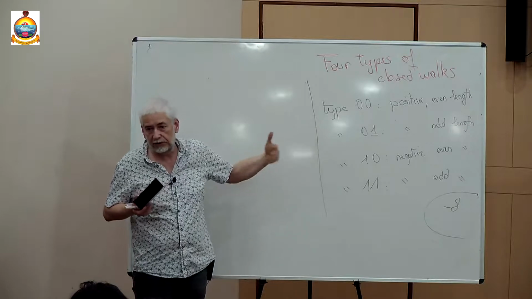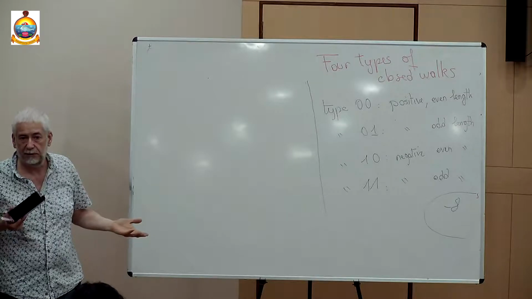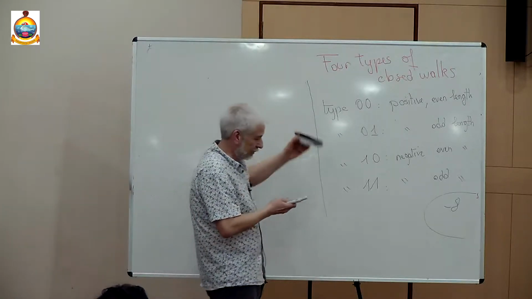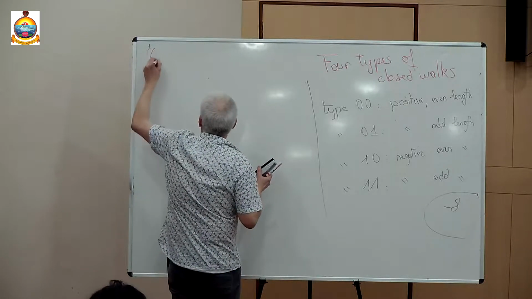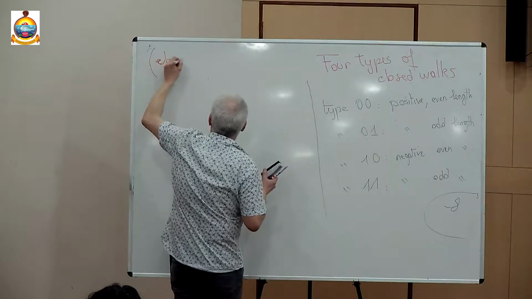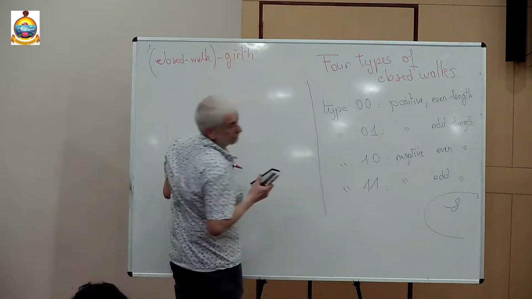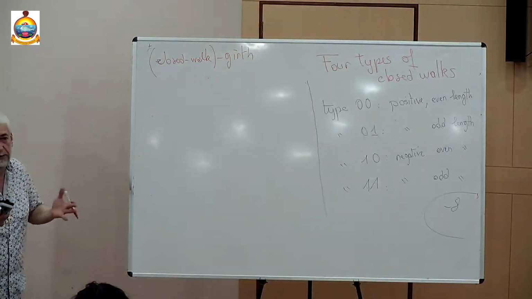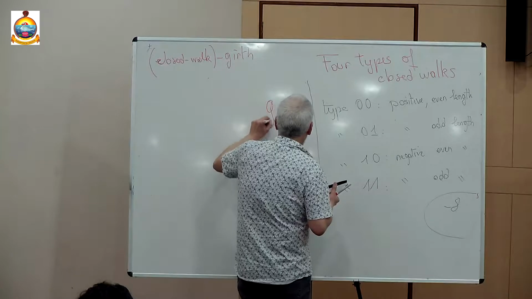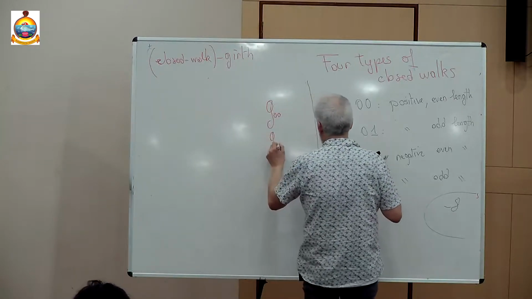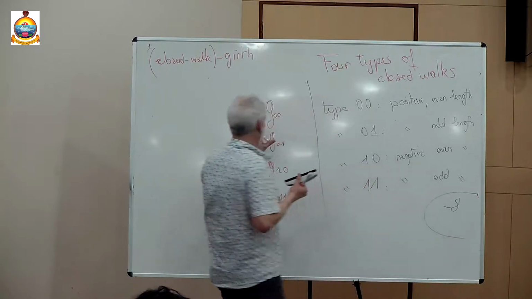With closed walks, we can also define some kind of girths, but we have 4 types of girths. So 4 types of closed walks give 4 types of, I don't know how to say, I would write closed walk girths. I will just say girths probably, but I am dealing with signed graphs. So of course you get these girths, G00, G01, G10, and G11.